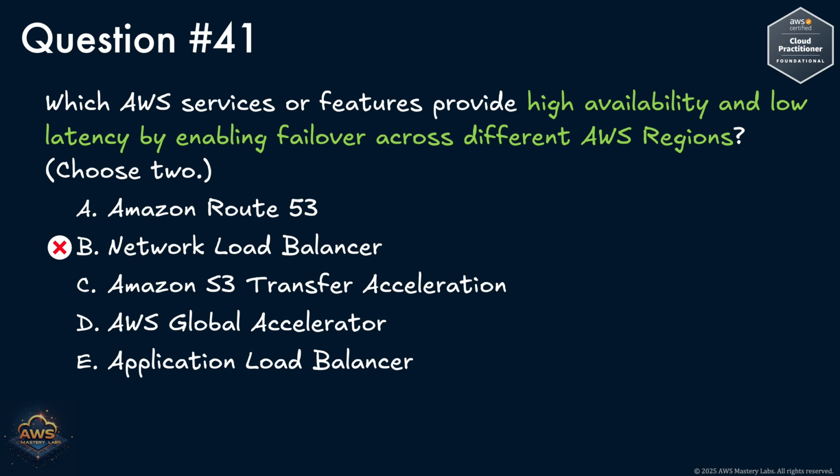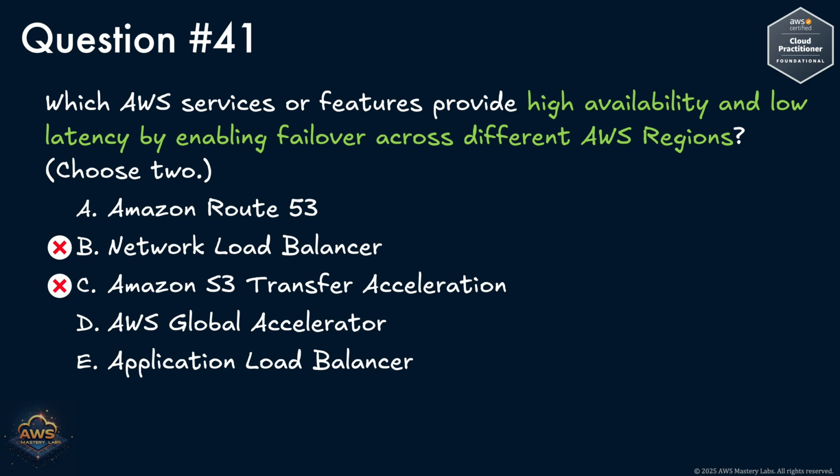Option B, Network Load Balancer. Network Load Balancer, NLB, operates at the connection level, layer 4, and is designed for ultra-low latency within a single region. It distributes traffic across targets in one or more availability zones in a single region, but it does not support cross-region failover. Incorrect, because NLB is region-specific and does not offer cross-region failover.